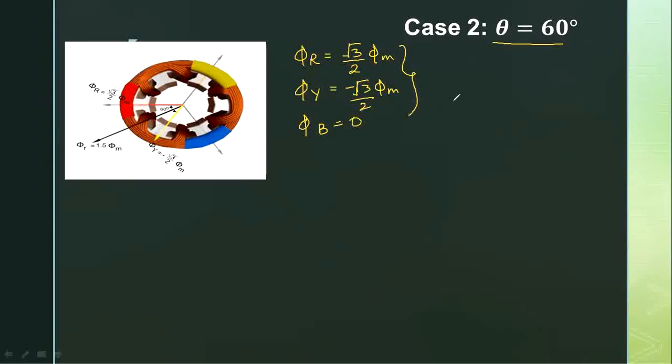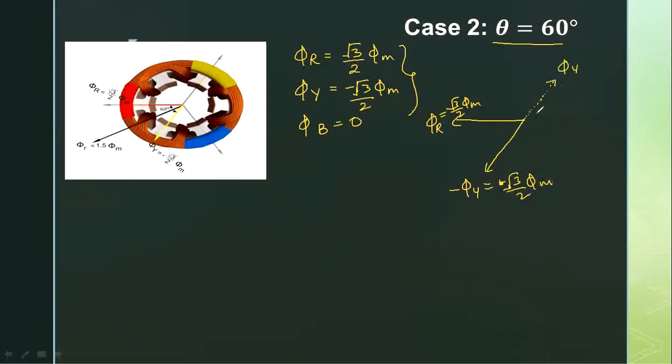Now using this again, we need to draw the vector diagram. So how are we going to get it? Since phi r has a positive value, this is phi r, which has a value of root 3 by 2 phi m. Phi y has a negative value. This will be your minus phi y, which has a value of root 3 by 2 phi m. And phi b is 0, so we are not going to plot it.